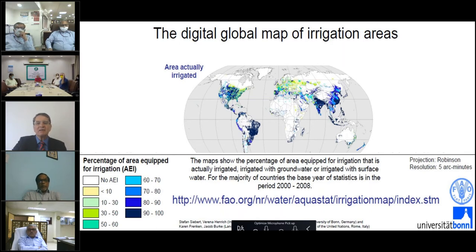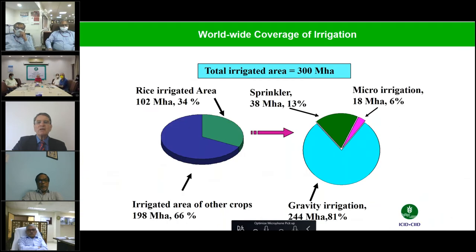So worldwide coverage of irrigated agriculture, you'll see sprinkler irrigation is only 38 million hectares of that 300 million hectares. And that is about 13%. Gravity is still the biggest part, 244 million hectares. And then, of course, micro irrigation, you can see 18 million hectares.